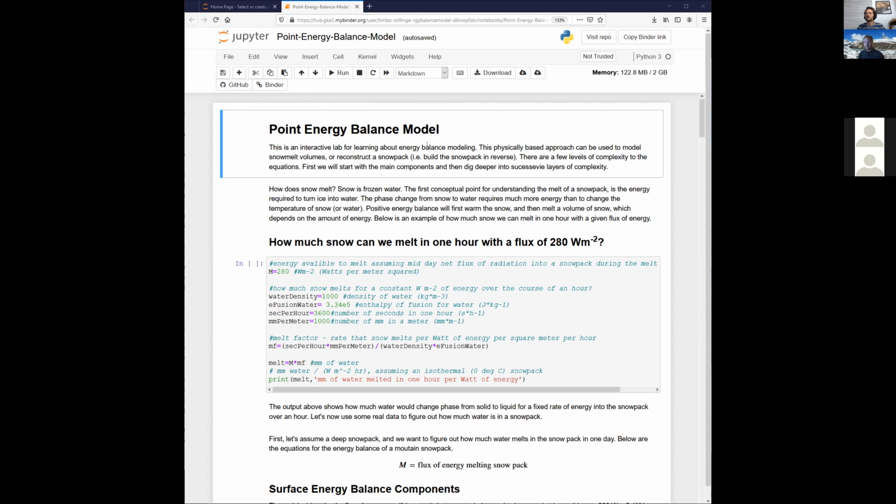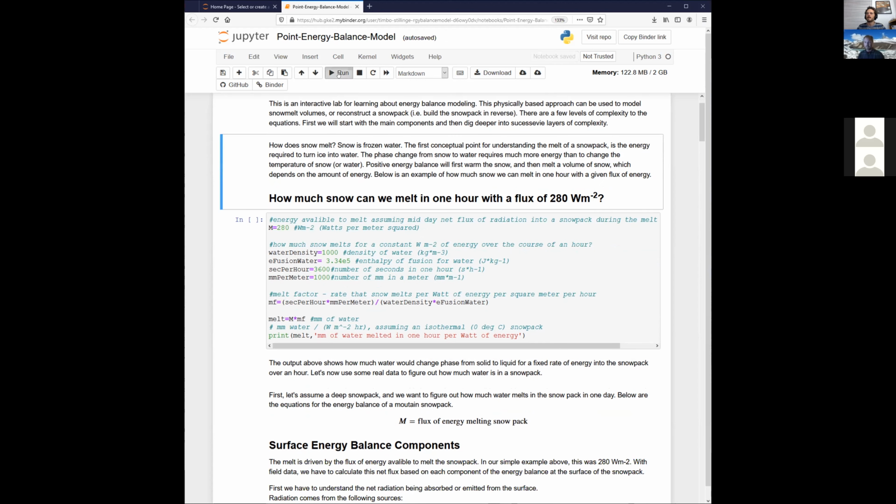To get started, the main conceptual point for today's lab is: how do we melt snow? What we're really interested in is how much water is coming out of the snowpack. To know that, as we said in responding to questions earlier, we have to know how much energy it takes to melt a snowpack. The first thing we want to do in this lab is lay out the equation that explains how you figure out how much energy it takes to melt an isothermal snowpack.